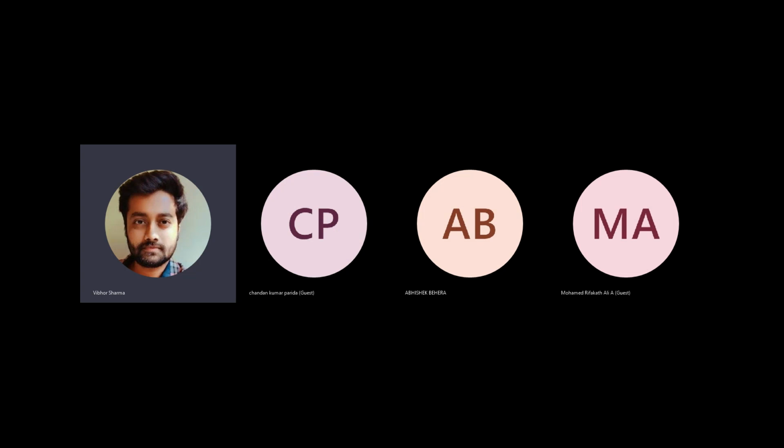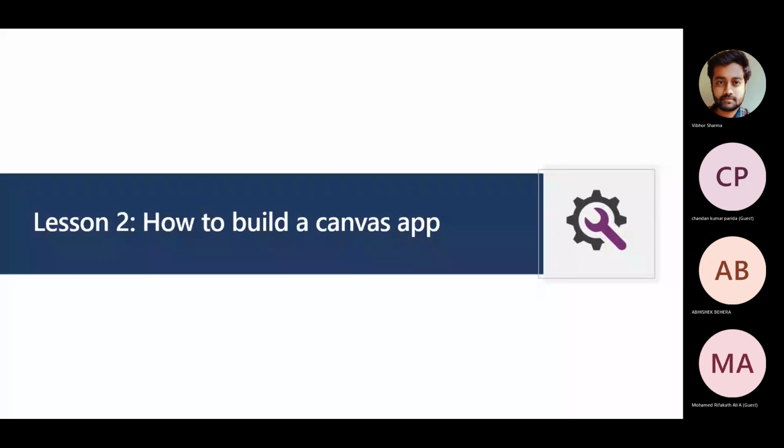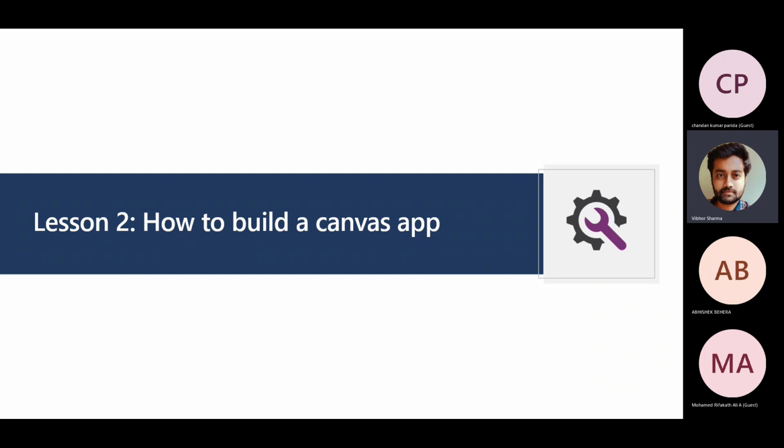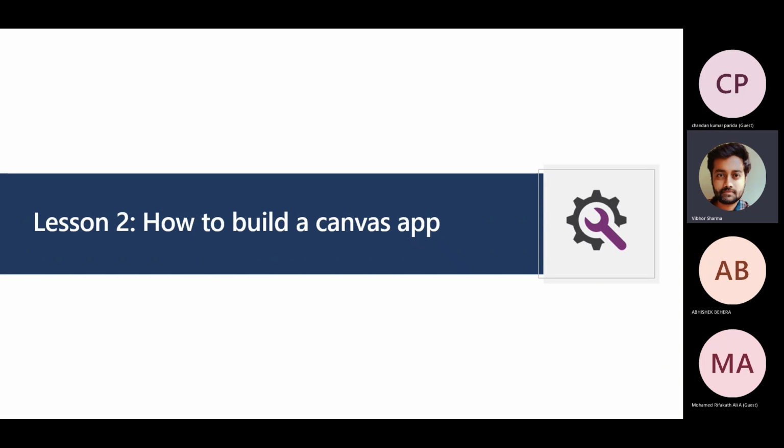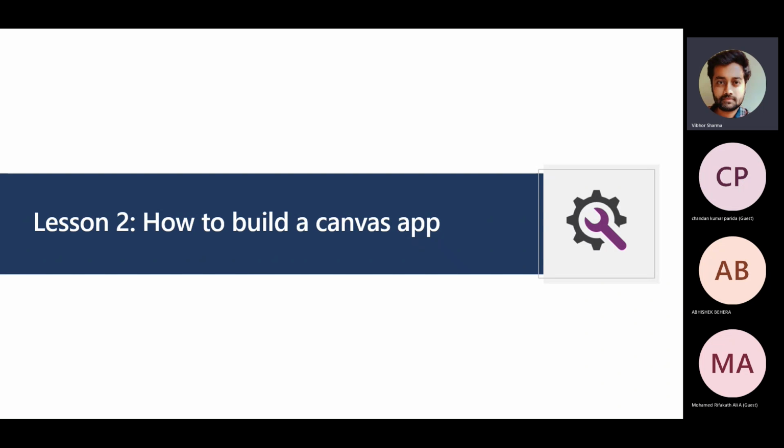Let me know once the screen is visible. Is it visible? Yes, sir. Okay. Now we have the data model. We do have data queries there. We have data records there. And now we will go ahead and understand how to build a Canvas app.